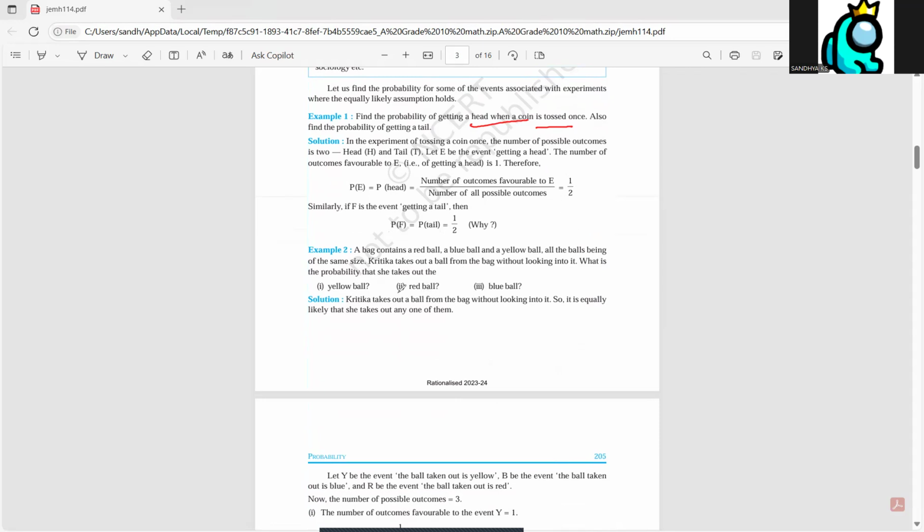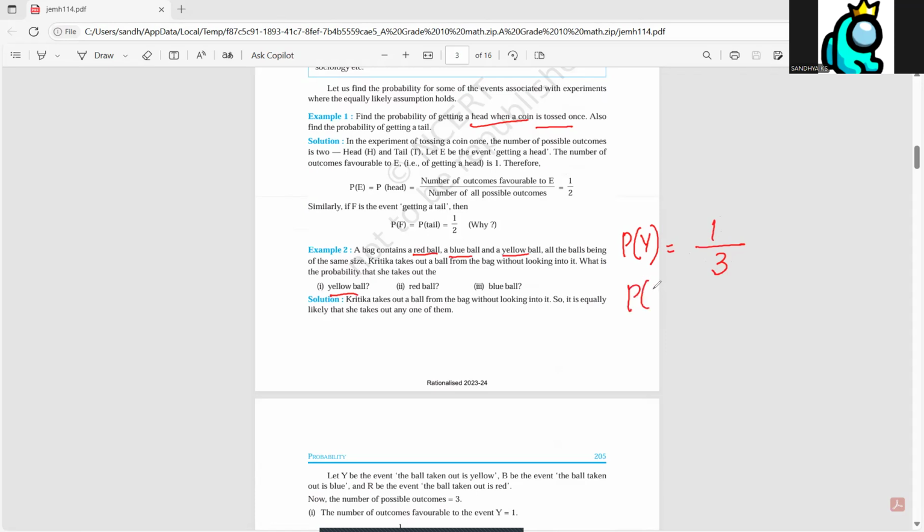Now can we go to the next question? A bag contains a red ball, a blue ball, and a yellow ball, all the balls being of the same size. Kritika takes out a ball from the bag without looking into it. What is the probability that she takes out the yellow ball? Okay. So how many balls we have? That is the total possible outcomes. The total possible outcomes is 3. One red ball, one blue ball, one yellow ball. So total outcomes 3. Out of that, the probability of getting the yellow ball: how many yellow balls? Only 1. So 1 by 3.